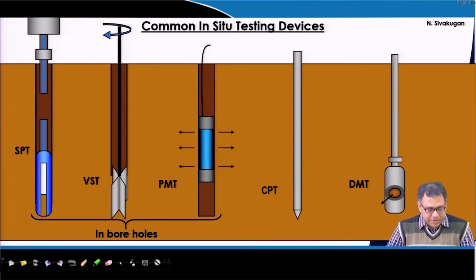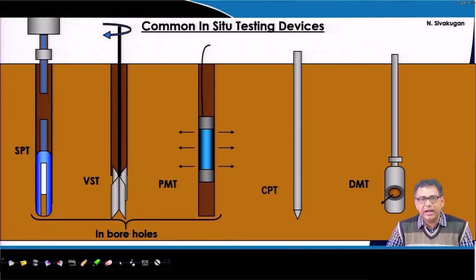The first one is the SPT, then the VST, meaning the vane shear test, then PMT, the pressure meter test, then CPT, the cone penetration test, and DMT, the dilatometer test. Out of these tests, you can see that for the first three, SPT, VST and PMT, we need a borehole. That means you have to construct a hole within the soil, and then we place the instrument within the hole at the required depth to get the soil properties.